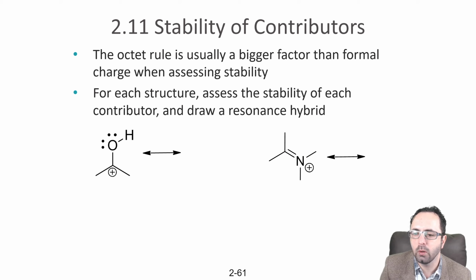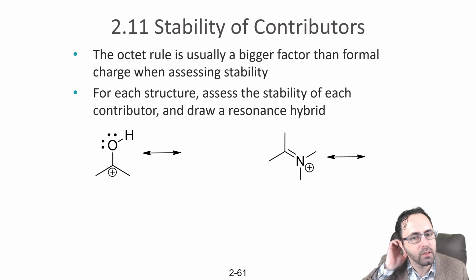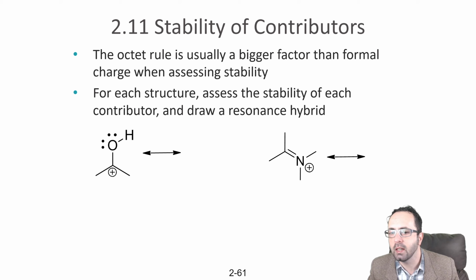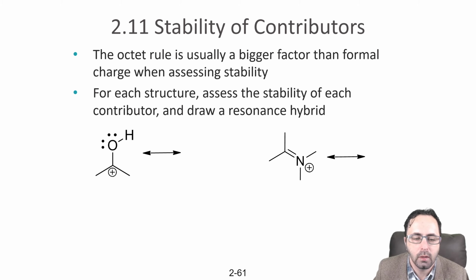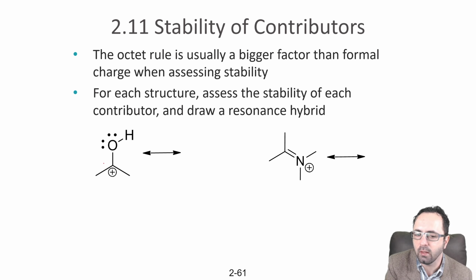So when we're determining the stability, the octet rule is usually the most important factor. Being deficient of an octet is highly unstable. So here, for example, the carbon is deficient of an octet. So this is not a particularly stable situation. So what we can do instead is we have a lone pair that is adjacent to a positive formal charge.